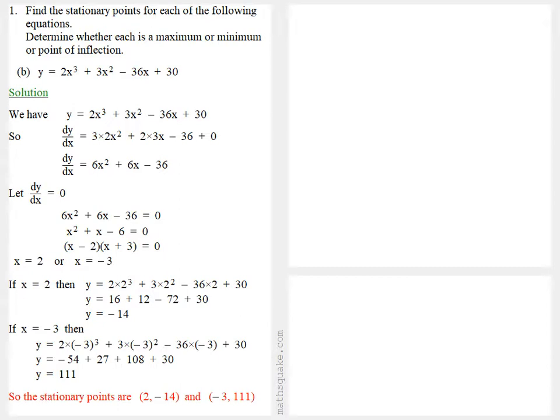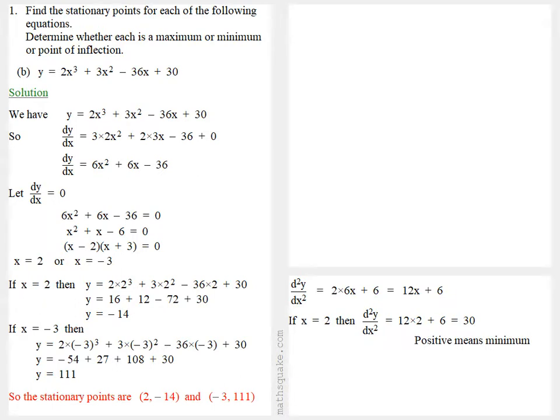Now, to determine their nature, we find the second differential. Now, d2y by dx squared is equal to the differential of 6x squared plus 6x minus 36. So that is d2y by dx squared is equal to 2 times 6x plus 6, which is 12x plus 6. Now if x is 2, d2y by dx squared is 12 times 2 plus 6, which is 30. And it's positive, so that means we've got a minimum.